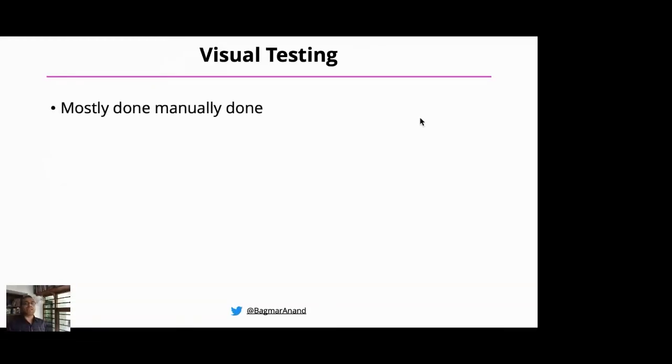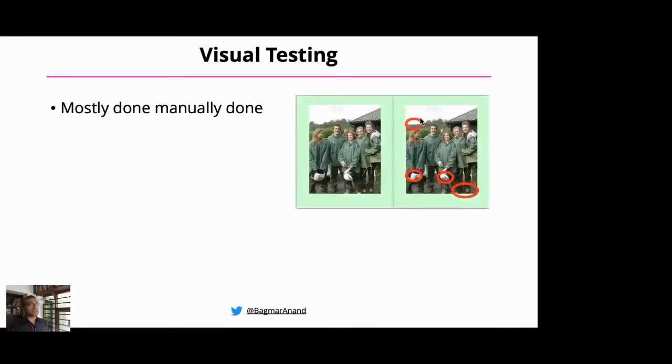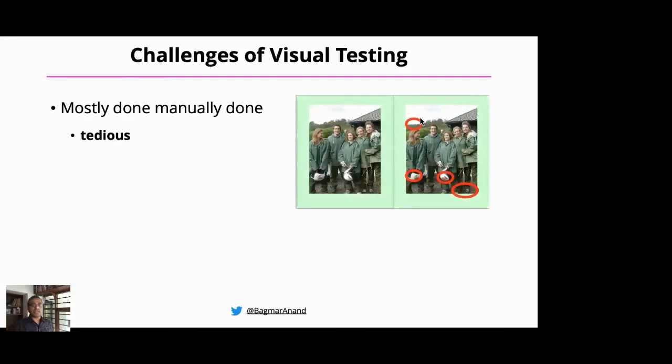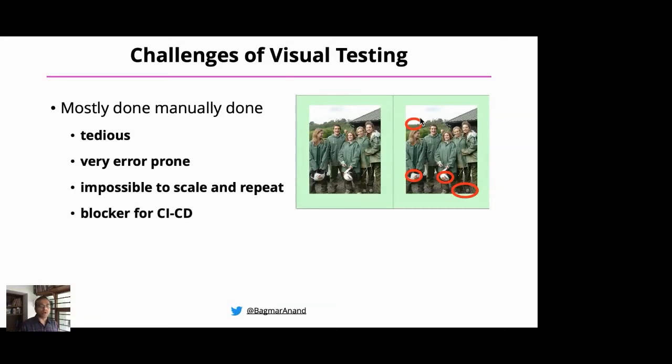Now, how is visual testing typically done? This is done manually. We saw that example, right? We're manually trying to figure out if there's something wrong with this. And the reason this becomes a challenge is because it is done manually. It is a very tedious process. It is extremely error prone, and it is impossible to scale and repeat. And if any of these conditions is satisfied in your approach to testing, then you are going to be a blocker for enabling CI/CD.